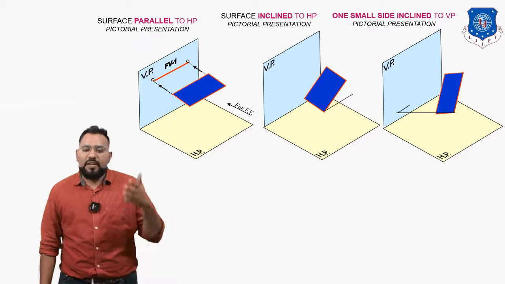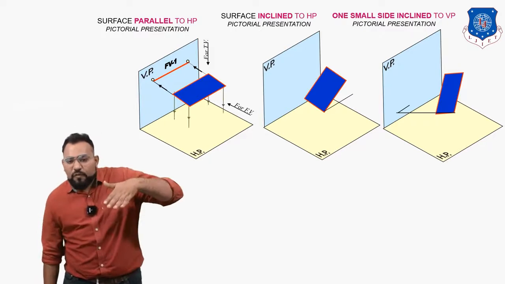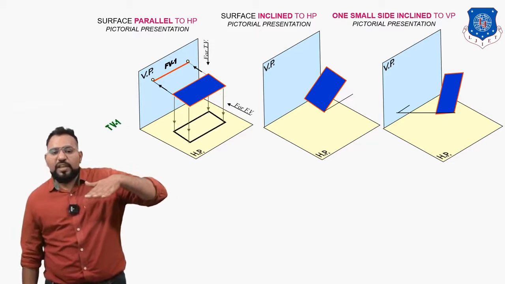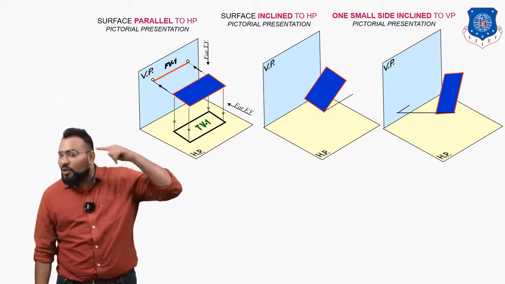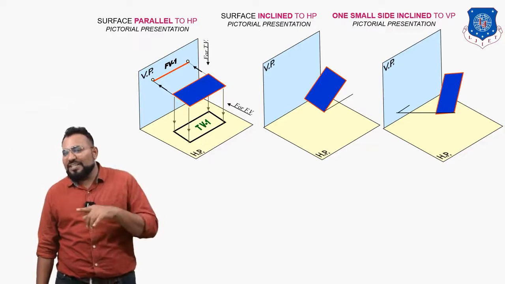And what about the HP? If you see it from the top view, it will give us a true shape. Why will it give the true shape? Because this surface is parallel to HP.